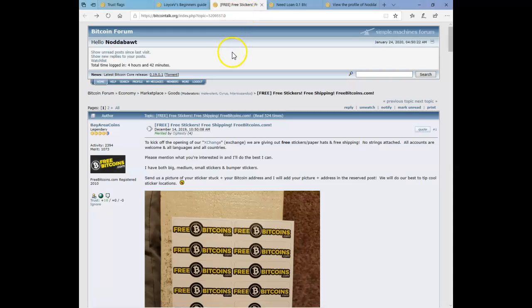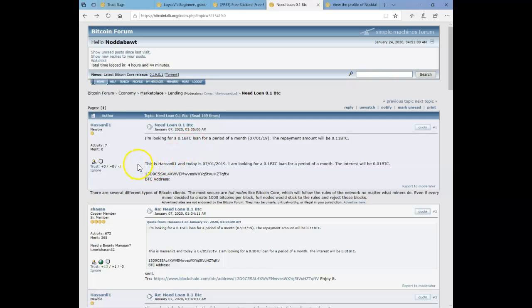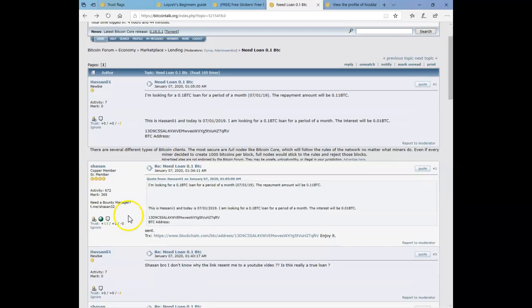As you can see, here are a couple threads in the marketplace section where feedback is displayed by default. You can find it underneath a user's profile. On the left is positive feedback, then there's neutral and negative. If we check another topic from the lending section, you can see a negative feedback in action, as well as a positive and neutral on a certain account.